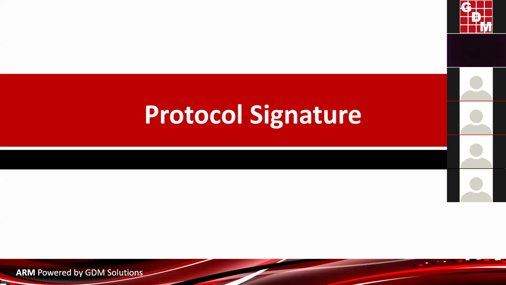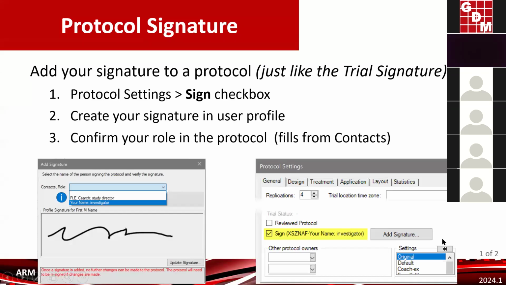So the first one here is the protocol signature. Essentially, it's just a copy of the trial signature functionality that we have had in ARM for a year or two now. So if you've ever used that before, a trial file can be signed in the settings, and you're really adding your signature to that file. And so here the change is to be able to do that very same process with a protocol as well. So now we have either type of ARM file you can add your signature to.